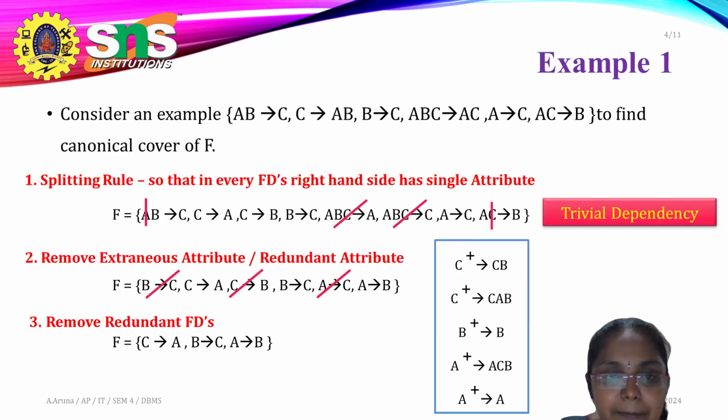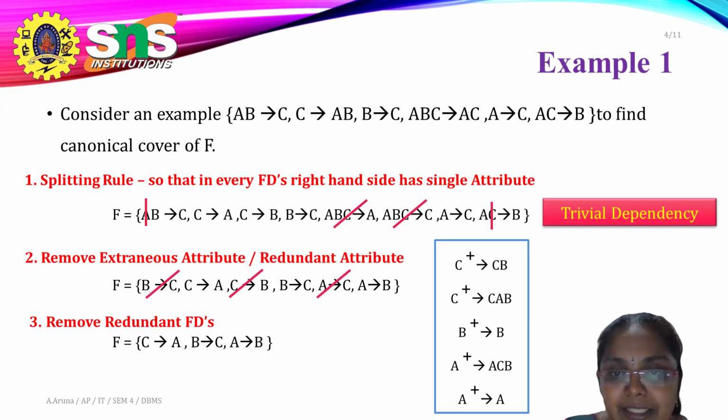Let us see the example. For this example, I have given AB tends to C, C tends to AB, B tends to C, ABC tends to AC, A tends to C, AC tends to B. In these functional dependencies, we're going to calculate the minimal cover.